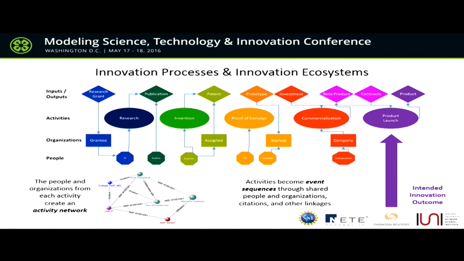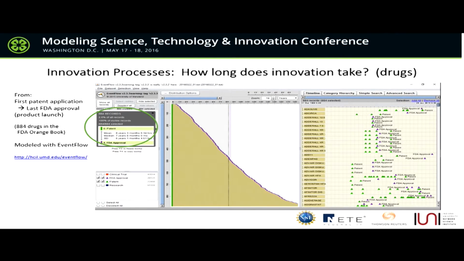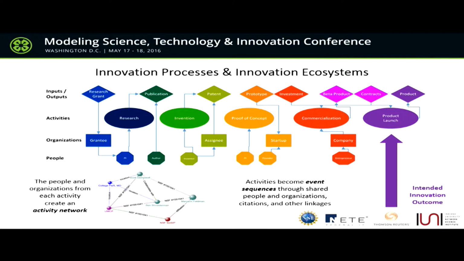So when we started working on the temporal analysis, event flow type stuff, I had to start thinking about innovation differently. Like many of you, I've been working with networks for a long time, building innovation networks, and I've seen a lot of good ones here. But working with temporal data, we have to look at innovation as sequences of events or activities that are connected, with the end goal of a product launch. So the end goal of innovation is the creation of a new product.